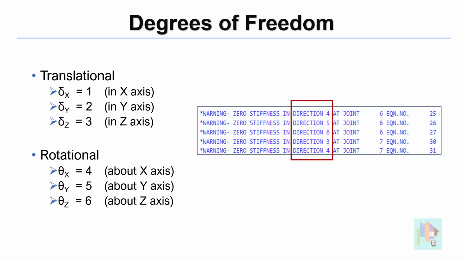For example, direction 4, 5, and 6 means the joint has no stiffness for 3 rotational components, or in other words, rotation about x, y, and z axis are not restricted. Whenever we encounter a warning message with zero stiffness, we need to understand the direction in which there is no stiffness and accordingly rectify the problem.